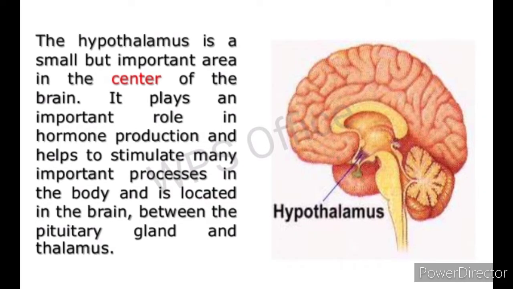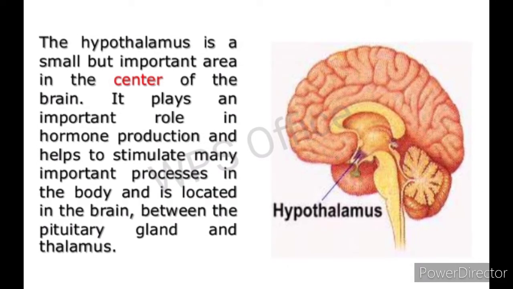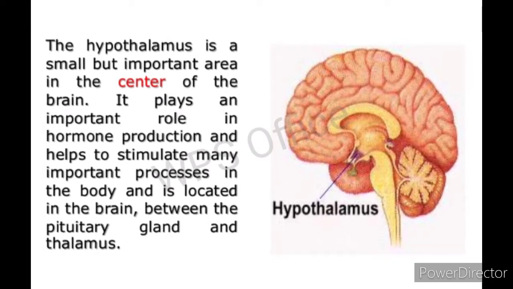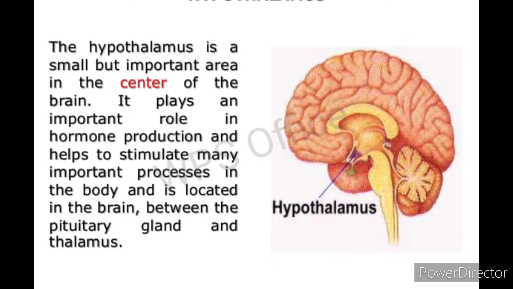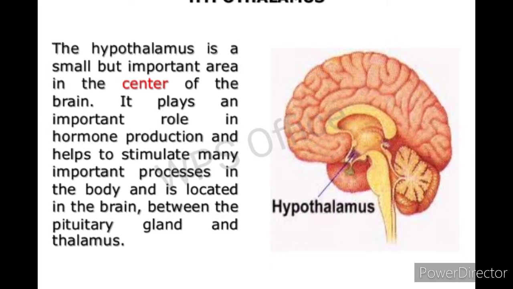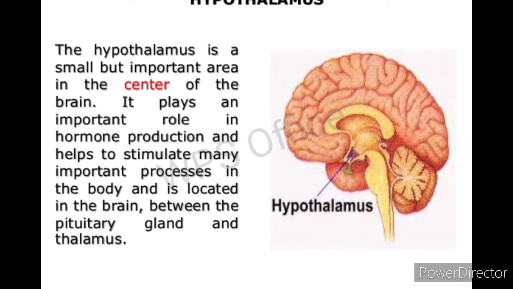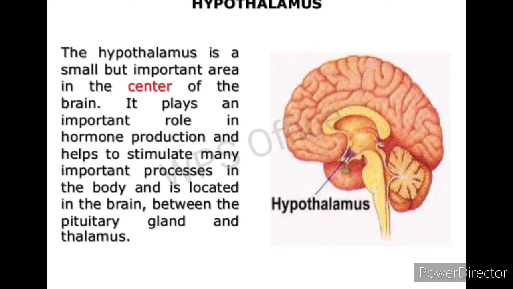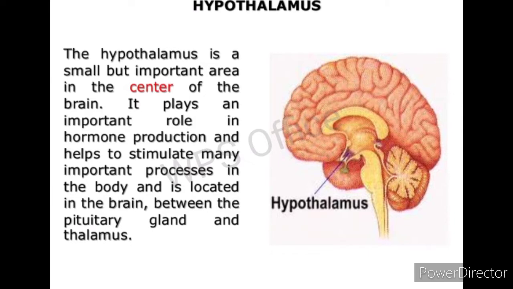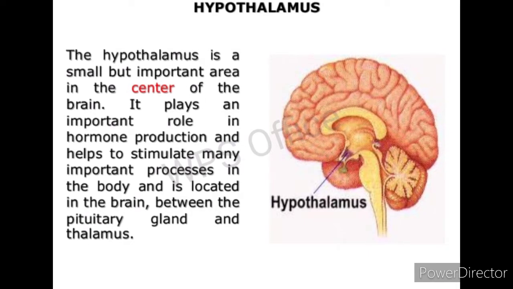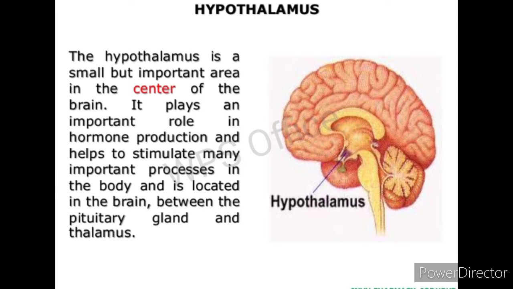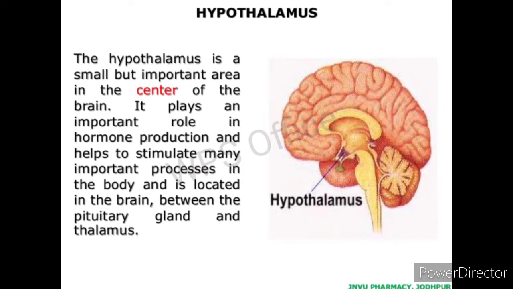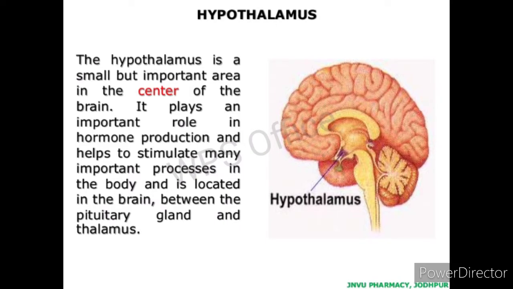So first let's discuss what the hypothalamus is. The hypothalamus is a small but important area in the center of the brain. It plays a main important role in hormone production and helps to stimulate many important processes in the body, and is located in the brain between the pituitary gland and the thalamus. So this hypothalamus will stimulate the pituitary gland, then the pituitary gland will stimulate the other organs to release the hormones.